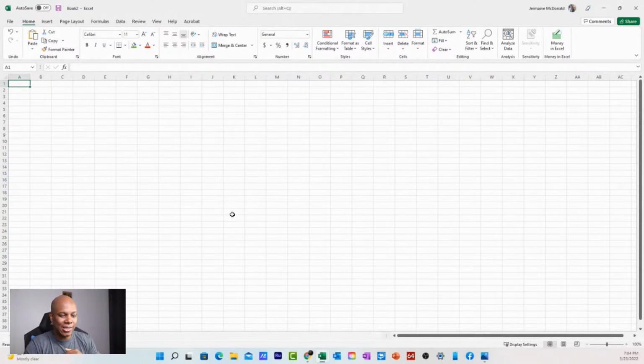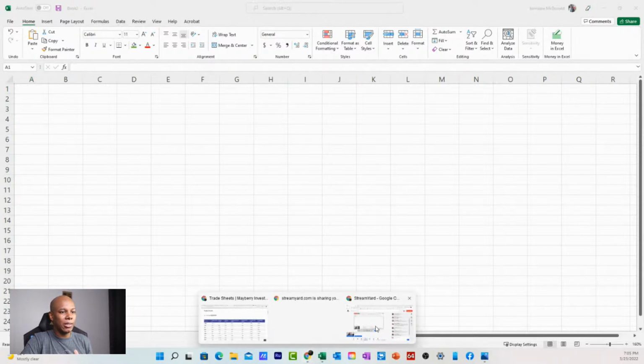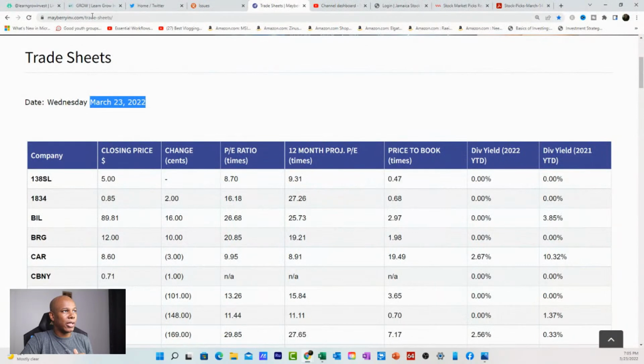This is, let me zoom in here. This is going to be extremely basic. I'm going to be building everything from scratch, so I'm not going to skip any steps here. All right. So the very first thing that you want to do is connect to your data source. So this is a blank Excel file. I'm going to take the URL from the trade sheet here.